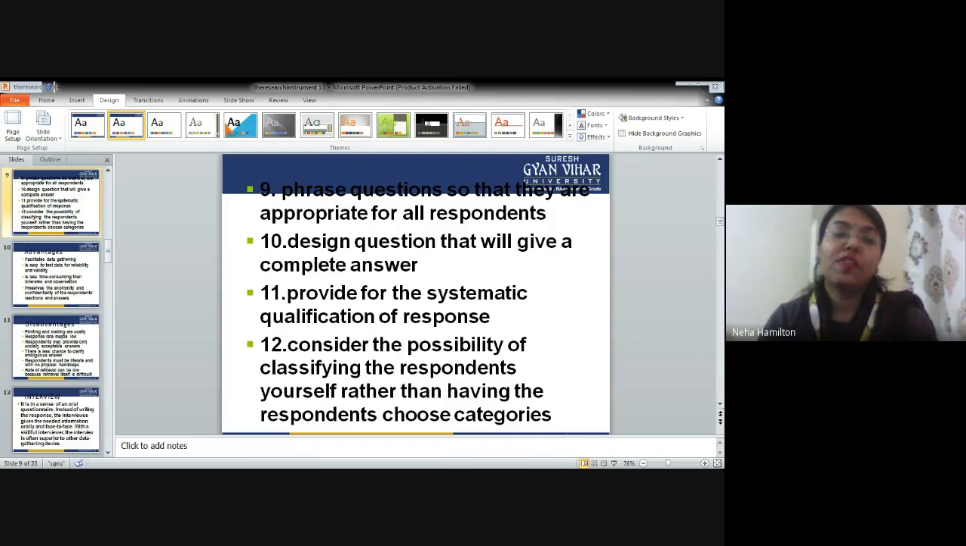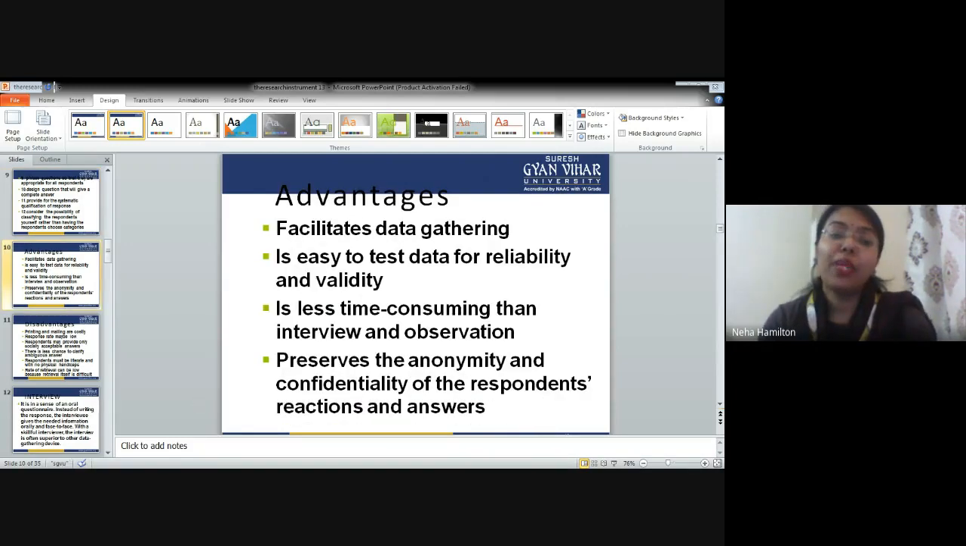Consider the possibility of classifying the respondents yourself rather than having the respondents choose the category, right? So you have to classify the respondent. The respondent does not have to classify your categories, right? So if you are making different categories of the respondents, design the questionnaire according to them. For example, if I'm talking about premium customers who are residing in King Suite or Queen Suite, they are paying some extra money. They are taking some extra advantages also. So you have to make a different questionnaire for that category. The people who are living in a basic room, you have to take their responses also.